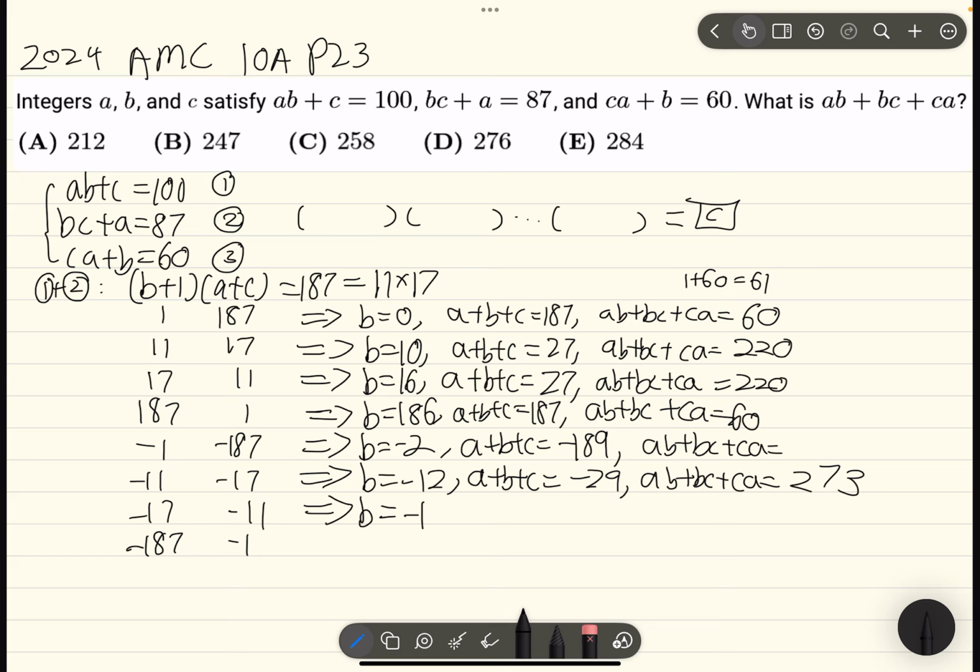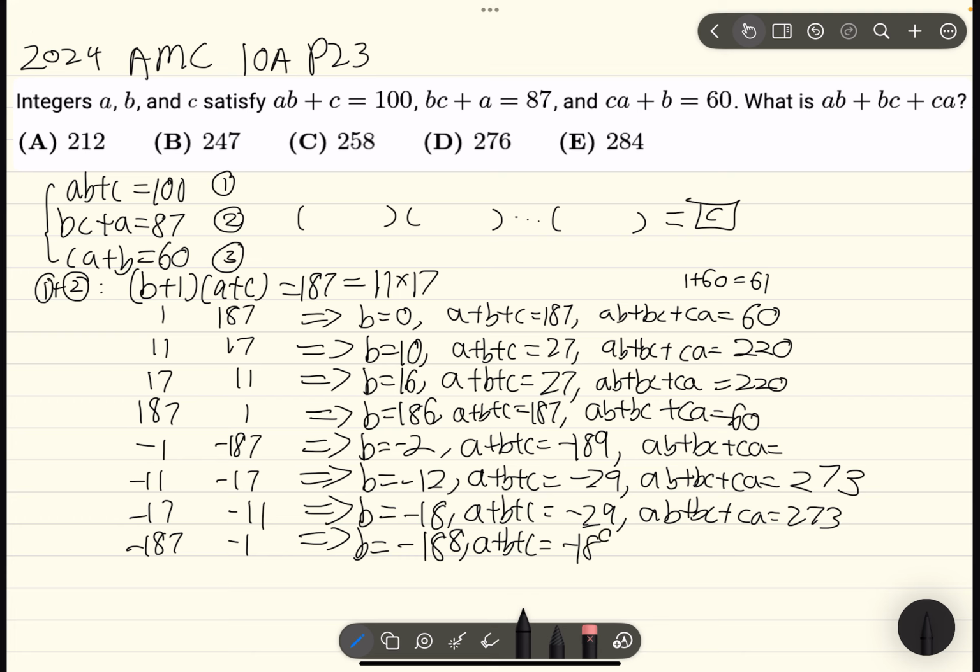So now here B is negative 16. Wait, negative 18 actually. A plus B plus C is negative 29 again. Okay, yeah. And again, this is not on our answer choices. And then lastly, B is negative 188. And A plus B plus C then equals negative 189. So this is again not on our answer choices.